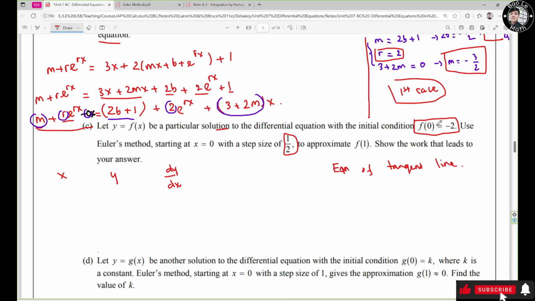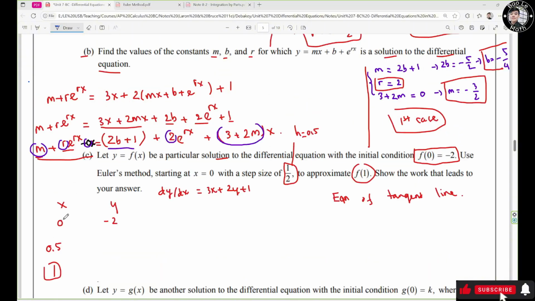Now the initial condition is going to be 0 and -2, right? So s equals 0, y equals -2, right? The step size right here, h equals 0.5, right? And the final value is 1 right here, right? So you keep adding 0.5 until you get 1, right? So it could be 0.5 right here, right? Because 0 adds 0.5 is going to be 0.5. 0.5 adds 0.5 is going to be 1. We stop right here, right? Because we need to calculate this one right here.